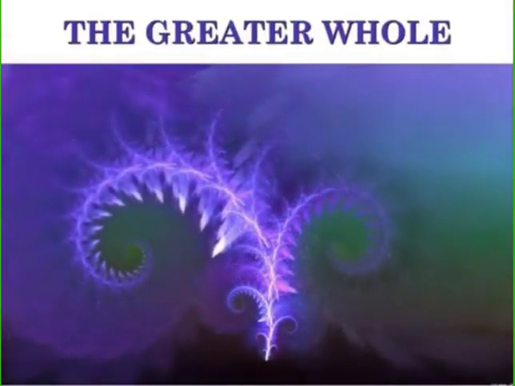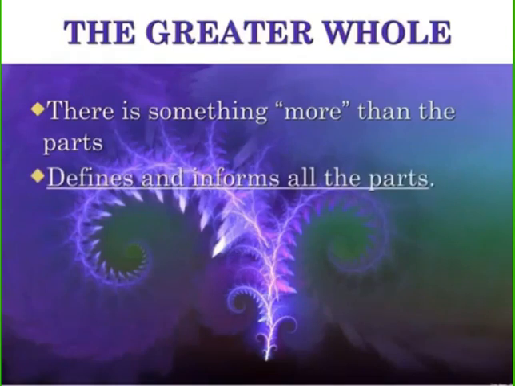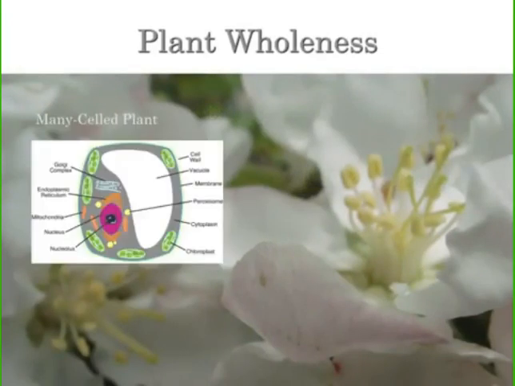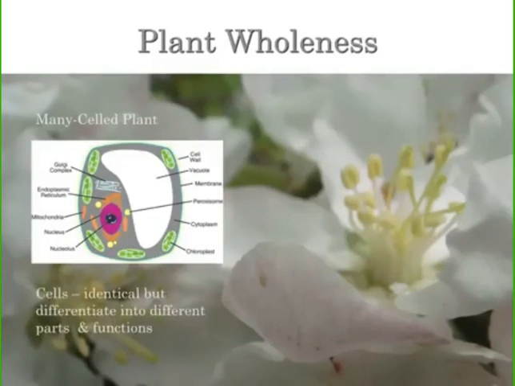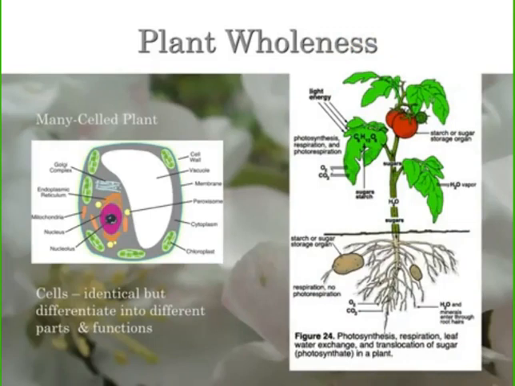But for now, let's take a look at this idea of the greater whole, which means that there is something more than the parts. That's something more that also defines and informs all the parts. Let's take, for example, a plant. Now, what's interesting in a plant is that each one of its cells is more or less similar. They're identical, at least in their early stages, having exactly the same structure, both internally and externally. But at some point they differentiate into the different parts and functions that we are familiar with in the plant. So that same undifferentiated cell can become a root, a stem, a leaf, a flower, or a fruit.